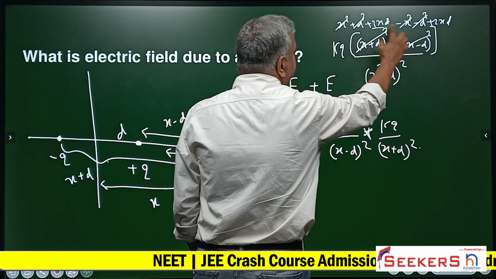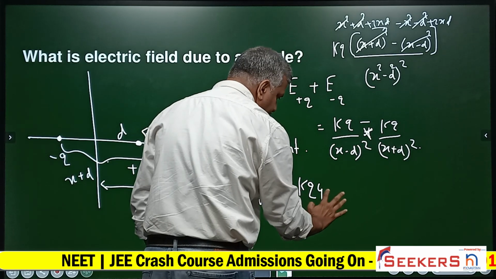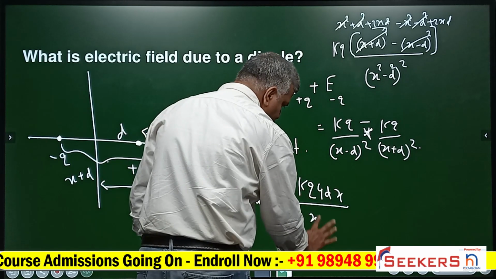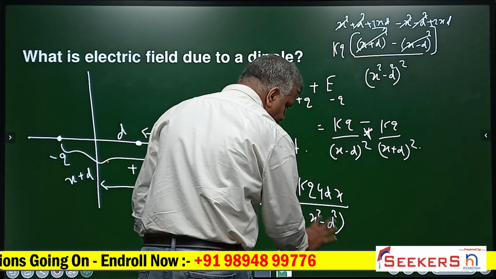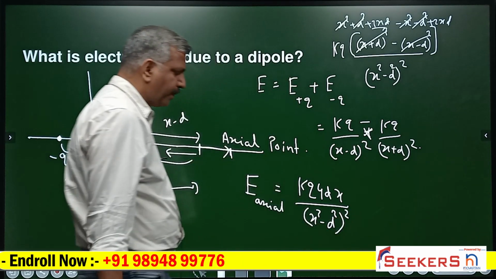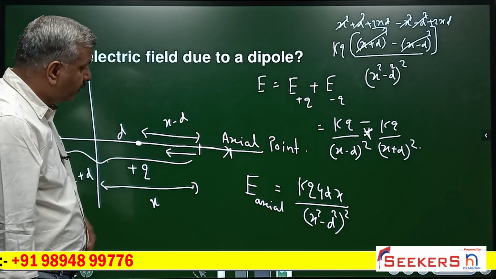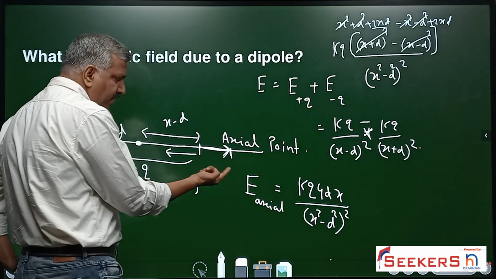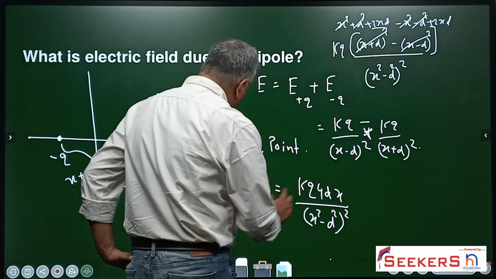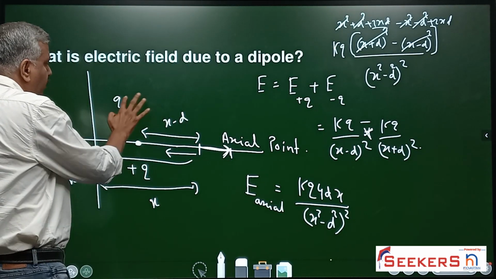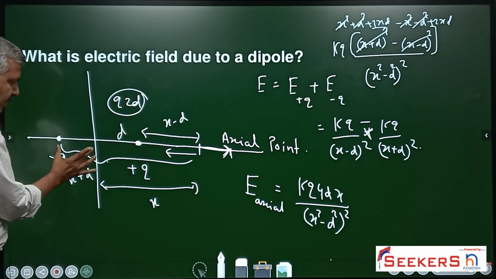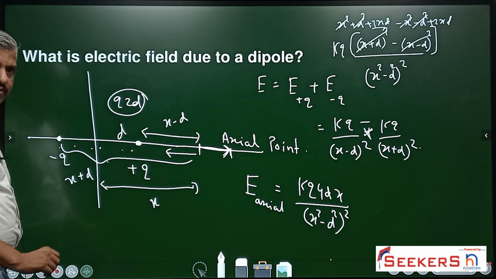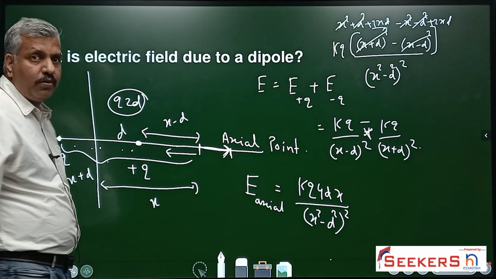So you have 2xd here, 2xd here. So 4 times d into x divided by x square minus d squared the whole square. Okay. Now the electric field is in which direction? It is in this direction, same as that of p. So the dipole moment for this will be q into 2d. Why q into 2d? Because this is d, this is another d. So the total distance separating the two charges is 2d. So the dipole moment will be q into 2d.